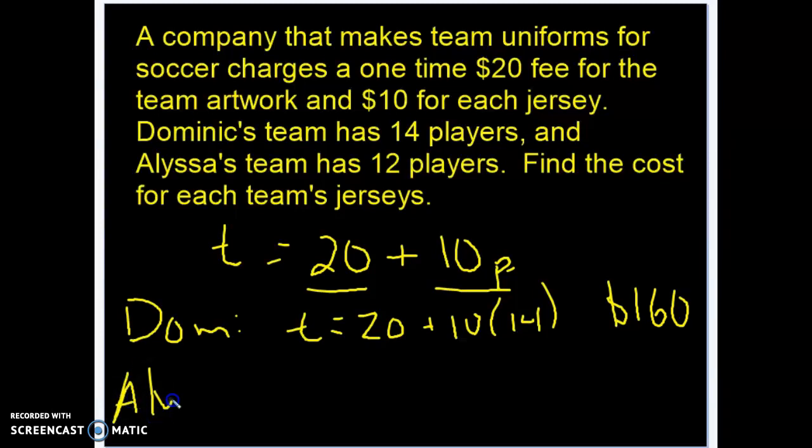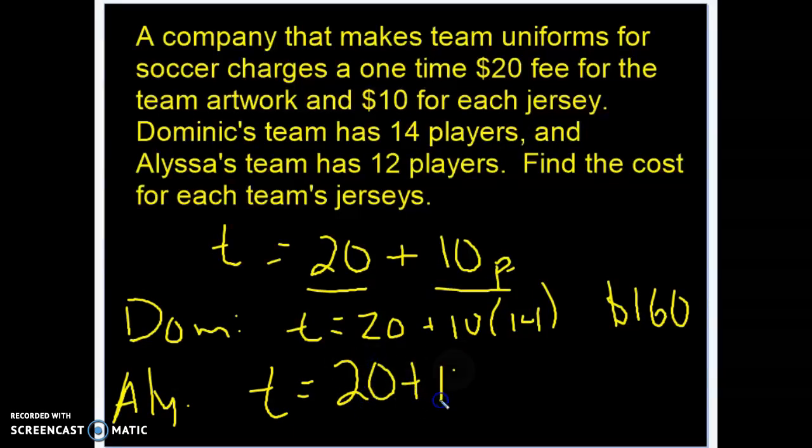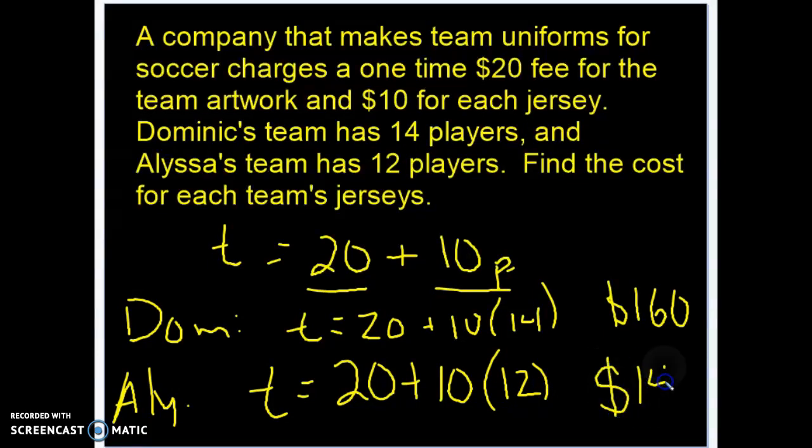Alyssa's team, we'll call her Allie, she has 12 players, so their total cost is again going to be the $20 fee for artwork plus $10 per jersey, so per person. Since there are 12 players on Alyssa's team, we will do 10 times 12, which is 120, plus $20, which is going to be a total of $140 for their team.